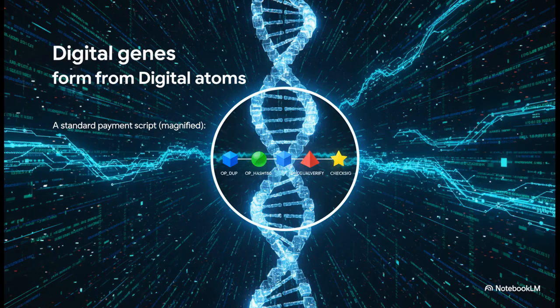And you guessed it, when you string these digital atoms together in a specific sequence, you create a digital gene, which in the Bitcoin world we call a script. What you're looking at right here is actually the most common script in all of Bitcoin. It's a precise sequence of opcodes that acts as a digital lock on money, spelling out the exact conditions someone has to meet to spend it. It's a complete instruction, just like a gene.